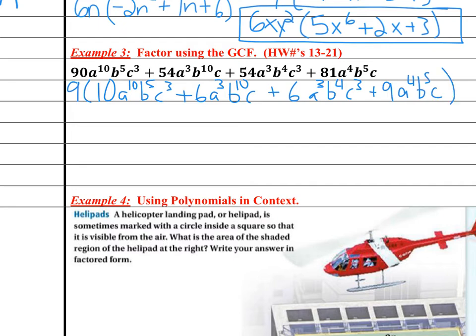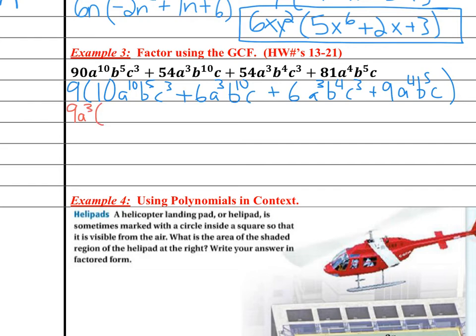I'm going to switch colors and look at the letters now. I'm going to look at A first. The first one has 10 A's, second has 3, third has 3, last has 4. So the most A's in common are 3 A's. So everything has 3 A's. I'm going to pull that out front.